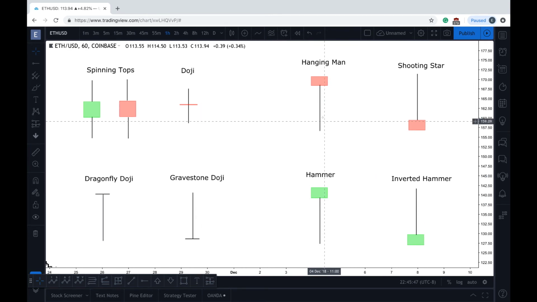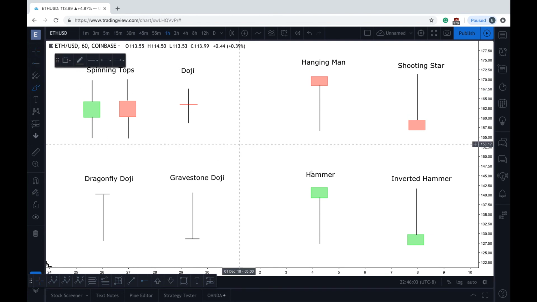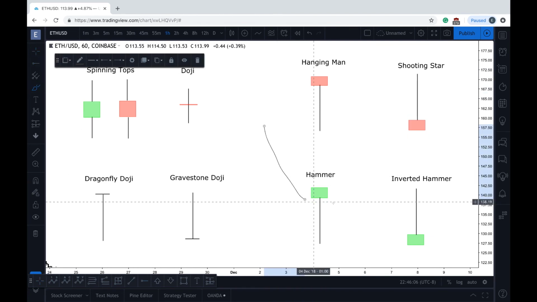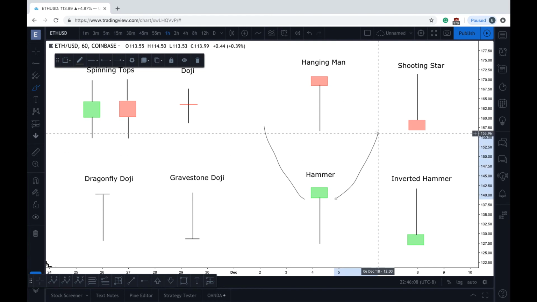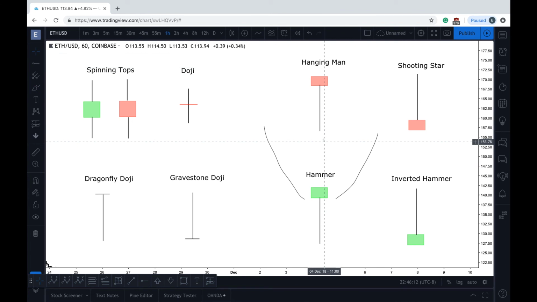Moving on, we have Hammer and Hanging Man. They look exactly the same, but they have different implications. Hammers come in a downtrend, so you're downtrending, and then you get one of these hammers. Let's say we're downtrending here, we get a hammer, and then we'll uptrend after, or at least that's the theory behind it. It obviously doesn't work every single time, but that is kind of how you look for them.